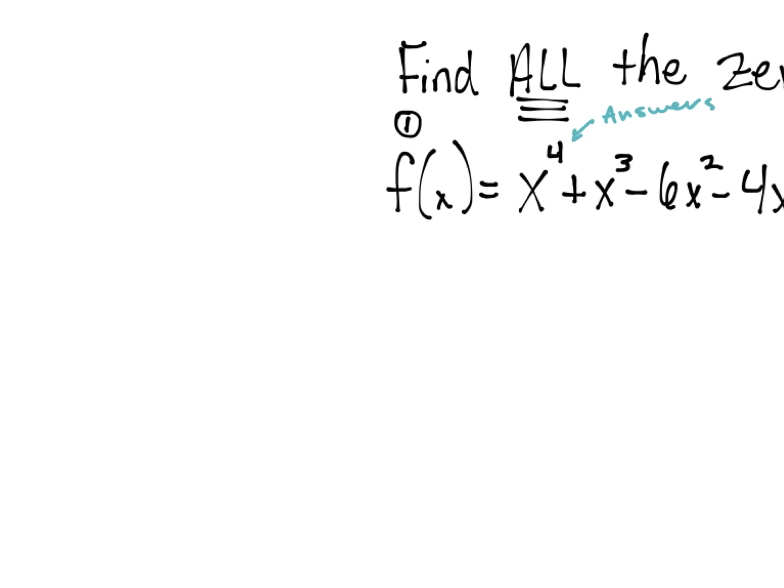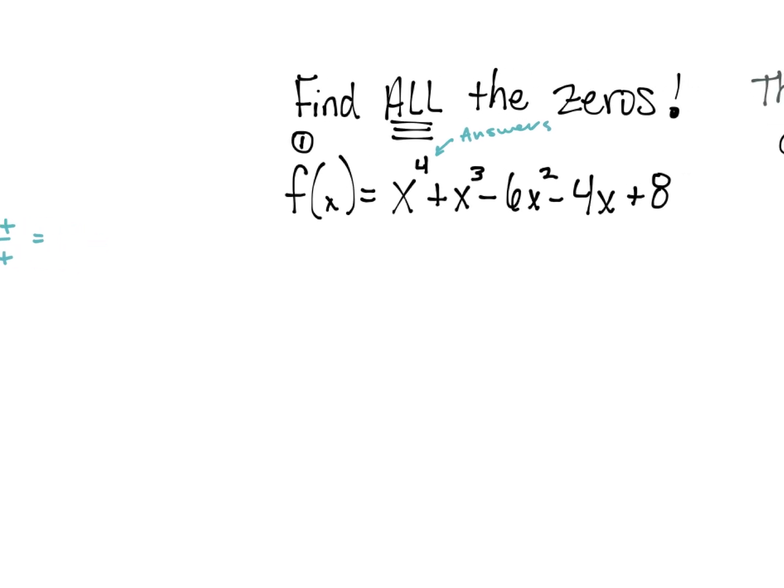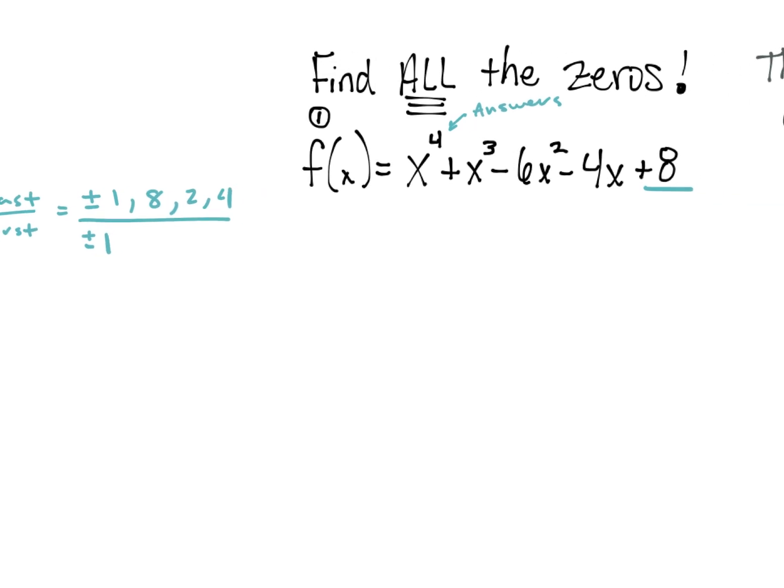To find our possible answers, we're going to do last over first. So factors of the last over factors of the first. What are 2 numbers that multiply and give us 8? So I'm going to say plus or minus 8 and 1. Anything else? 4 and 2. Over factors of our first, what are factors of the first? Just 1. So we're just talking about the whole numbers here. So we have positive and negative 1, positive and negative 8, positive and negative 2, positive and negative 4. So we've got lots of possible options. We're going to do synthetic division to see what actually works.